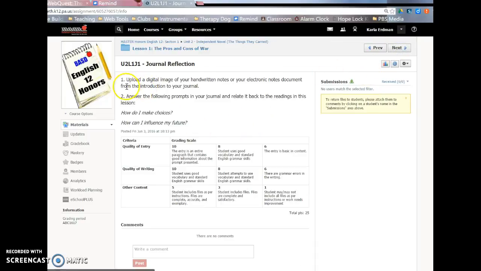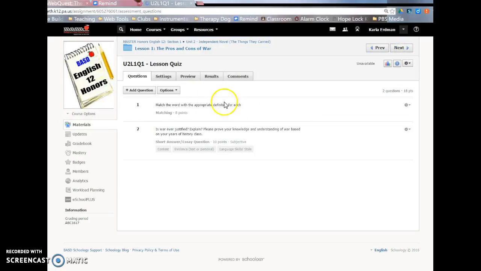Last but not least, you do have a journal reflection. There are 2 prompts here. Make sure that you are answering both of them and that you're uploading 2 different graphic organizers from the direct instruction. And last but not least, you do have a very short lesson quiz, but it is worth 18 points.